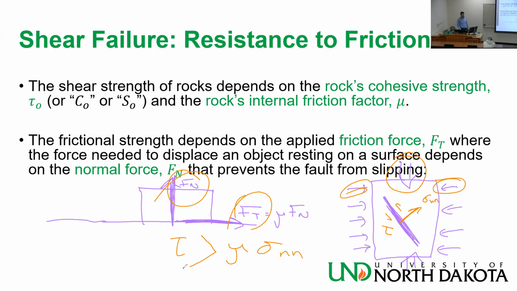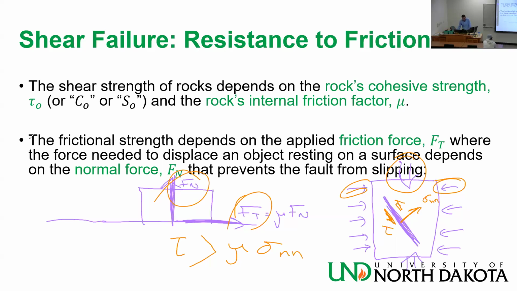Okay, if tau exceeds, then I have failure, slippage. The fault moves. And I have shear slippage along the fault. You may have heard the phrase fault reactivation. You may have heard the phrase fault slippage. You may have heard the phrase earthquake. Same thing. Earthquake is if it's very big. But yes, shear failure.